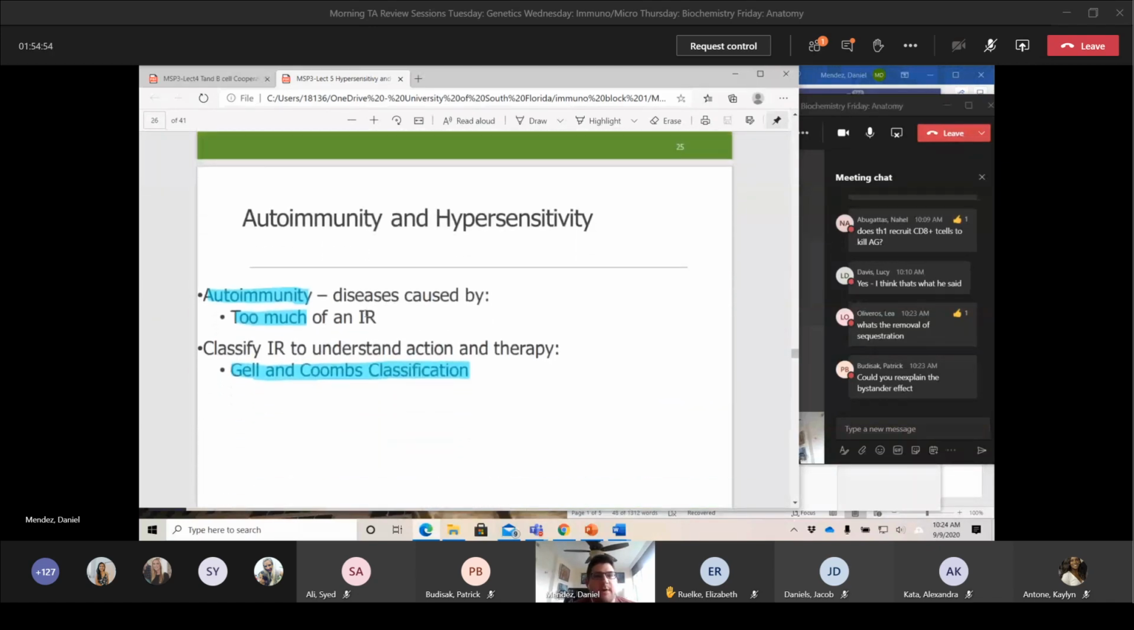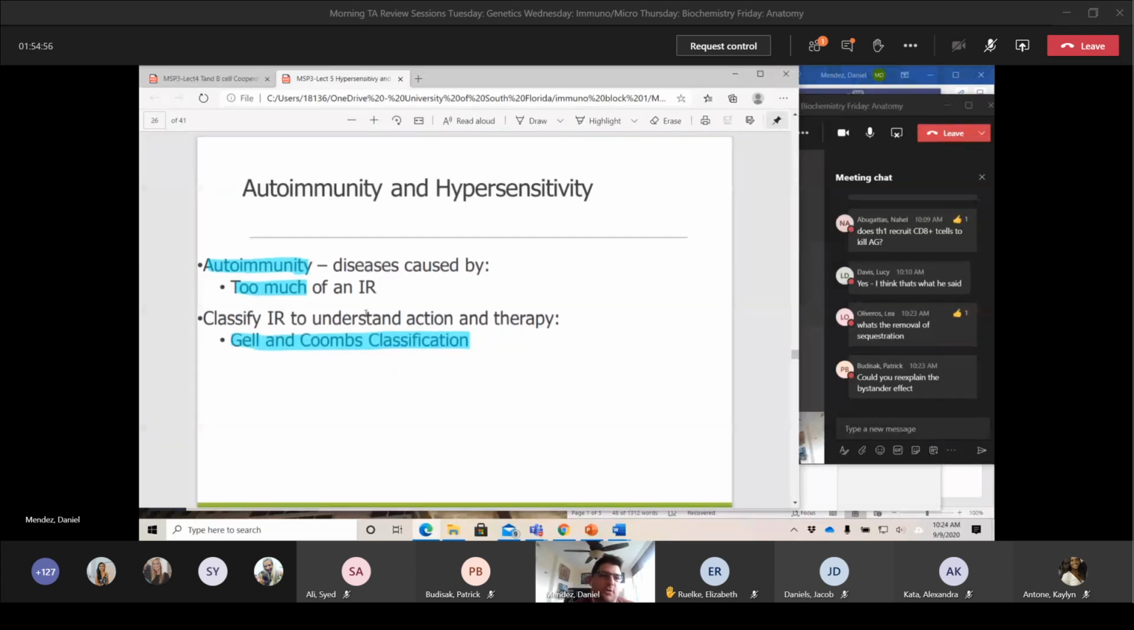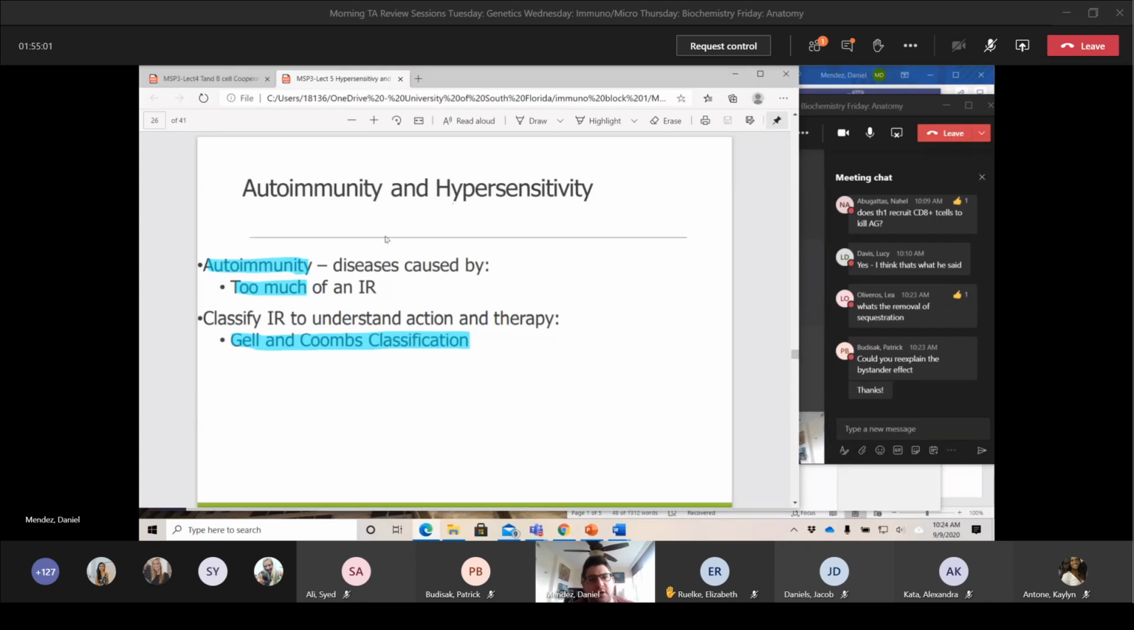All right, so now we get to autoimmunity and hypersensitivity. So autoimmunity is being too much of the immune response, and hypersensitivity is also going to be too much response of our immune system. And we have this Gell-Coombs classification. You don't need to know Gell, you don't need to know the name, but we do need to know the classification steps.